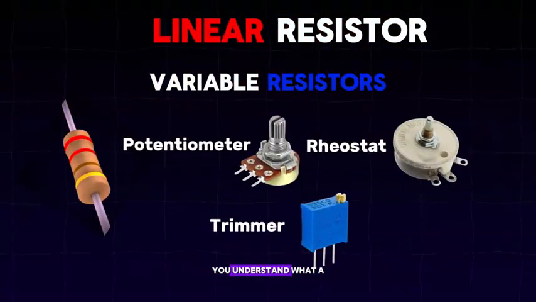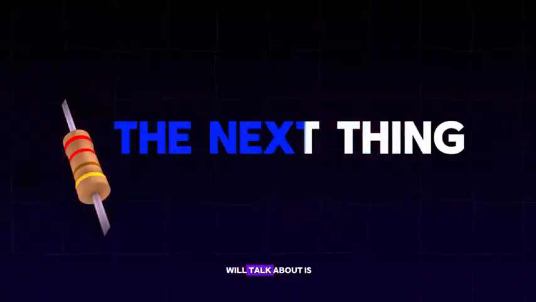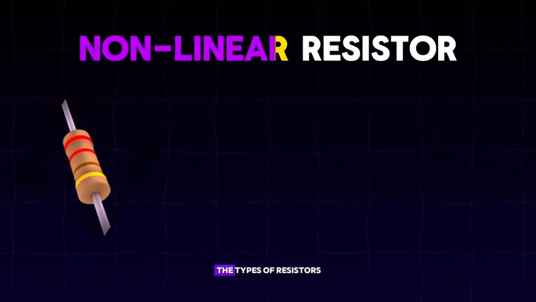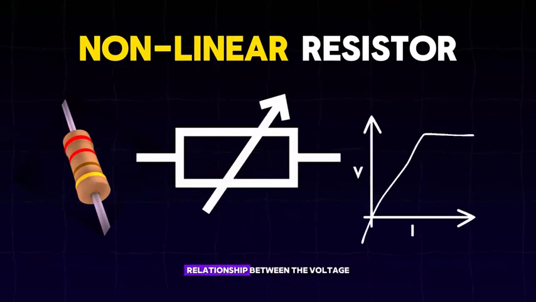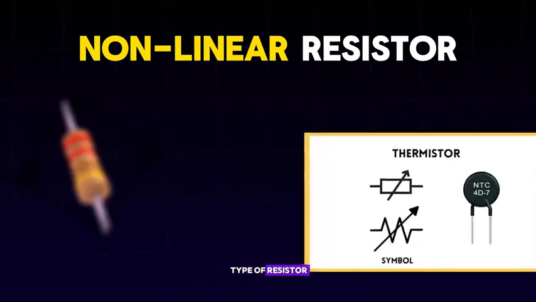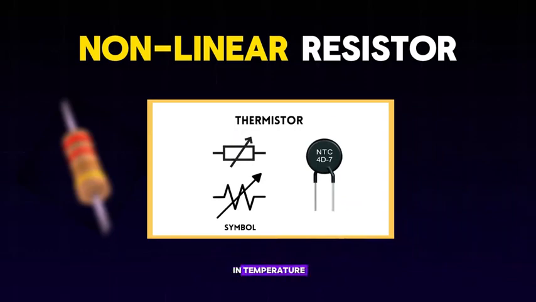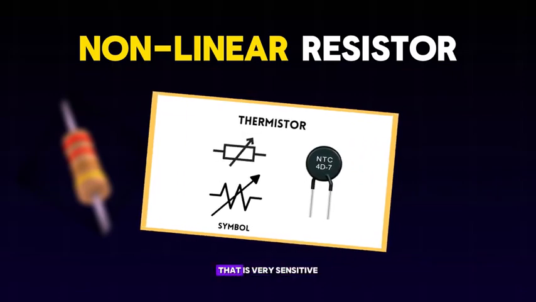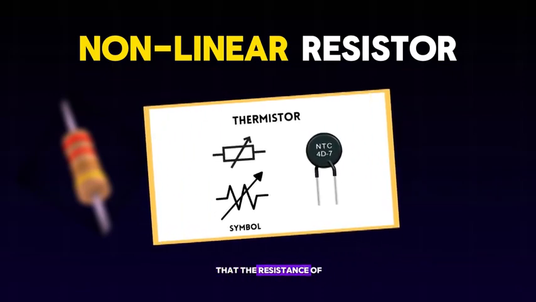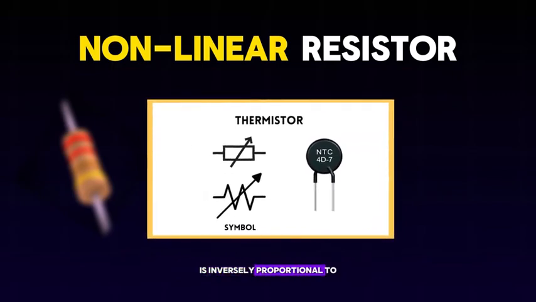So now at this point you understand what a linear resistor is and their types and what they are used for. The next thing we will talk about is the nonlinear resistor. Those are the types of resistors that do not have a constant relationship between the voltage and current. They change due to temperature, and they do not follow Ohm's law. There are also several types of nonlinear resistors, but let's take a quick look at only 2 of them. 1. Thermistors are a type of resistor that notices the change in temperature. In other words, it is a 2-terminal device that is very sensitive to temperature. So we can say that the resistance of a thermistor is inversely proportional to the temperature.